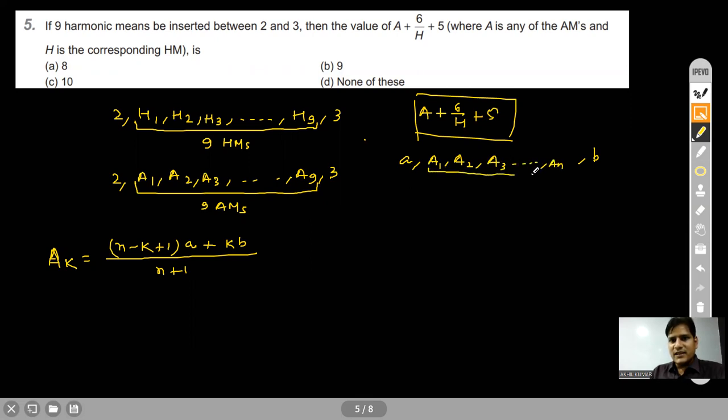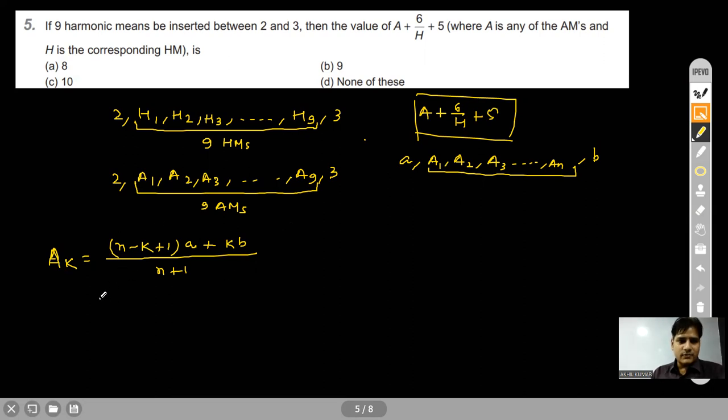We are inserting n arithmetic means between these numbers. So for finding the kth arithmetic mean, this is the formula, where A is the first term and B is the last term. So the kth arithmetic mean will be given by this formula.